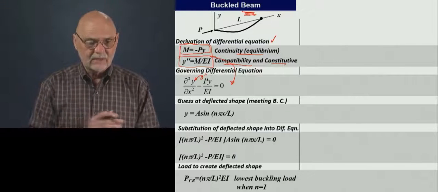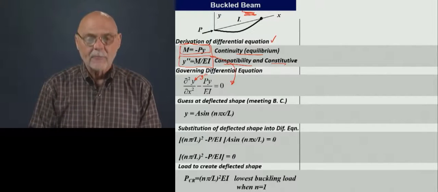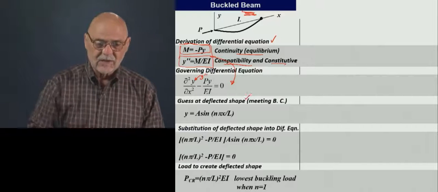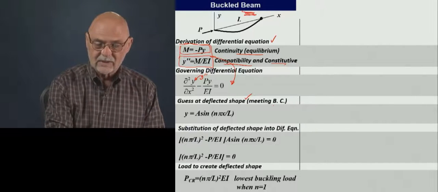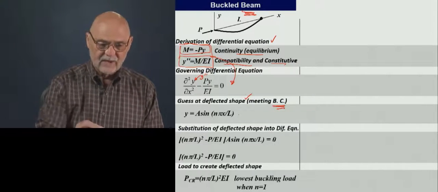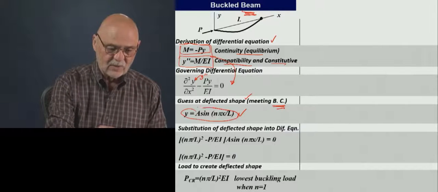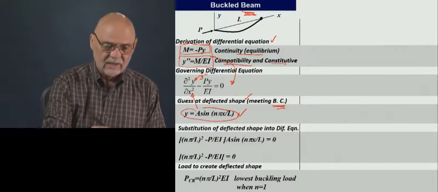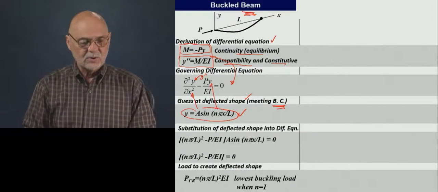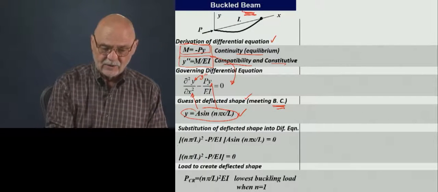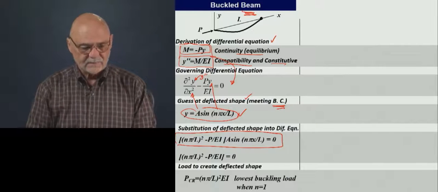We got a governing differential equation. Then we guessed at a deflected shape that would meet the boundary conditions. So that was this value. And then we substituted this deflected shape into this equation. We took two derivatives, substituted in there, and we got an algebraic equation.